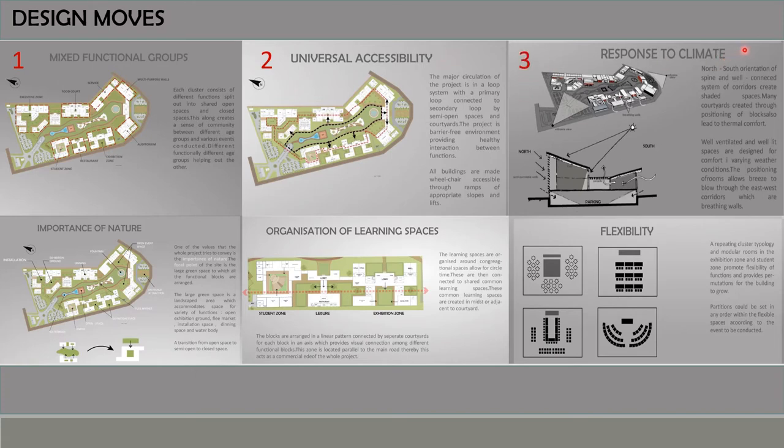3. Response to climate. North-south orientation of the spine and well-connected system of corridors create shaded spaces. The positioning of rooms allows breeze to blow through the east-west corridors, which are breathing walls. 4. Importance of nature.